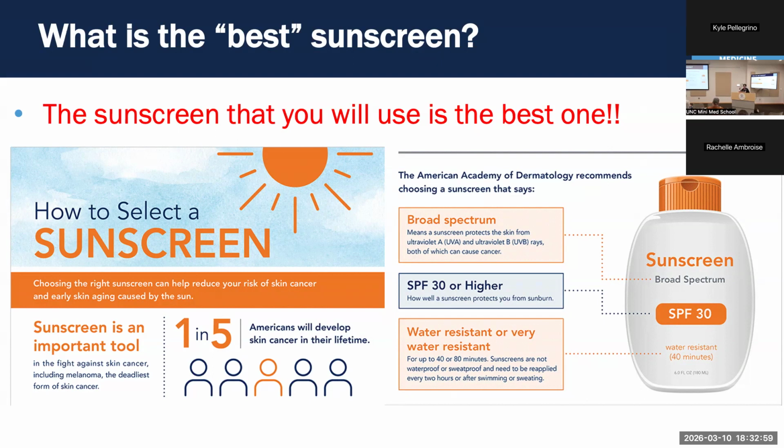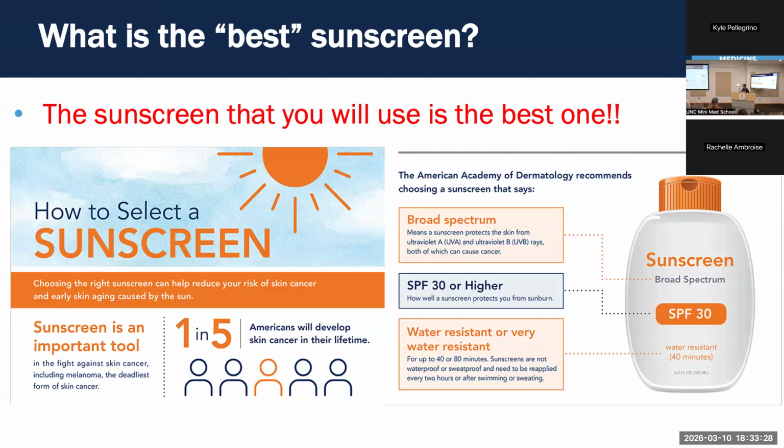The big thing is it needs to be broad spectrum, which I think most sunscreens made these days are, so you really shouldn't be running into sunscreens that aren't. That means it helps protect from ultraviolet A and ultraviolet B types of light, which can both cause skin cancer. It needs to be SPF 30 or higher. It doesn't need to be SPF 70 or 80. It really just needs to be 30 or higher. That's your sun protective factor.